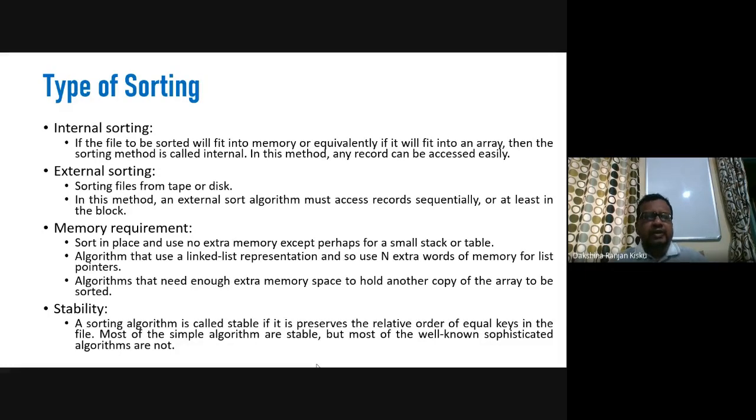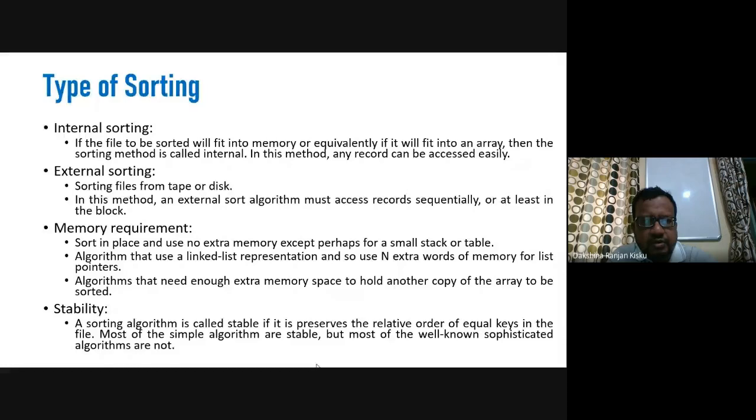Now what are the different types of sorting available? According to the availability of memory for the elements to be fit into an array, we can divide the sorting algorithms into two different groups. One is internal sorting, another is external sorting. Let us look at what internal sorting is. If the file is to be sorted in memory, or equivalently, in an array, then the sorting method is called internal sorting. In this method, any record can be accessed easily.